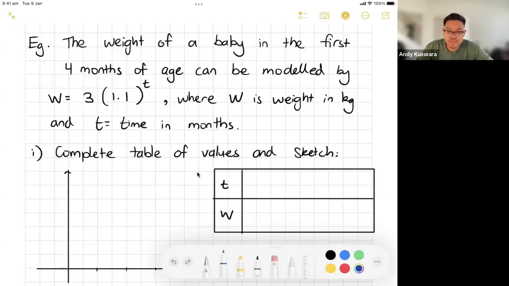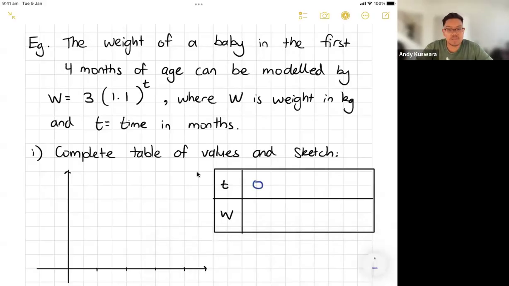Okay, now what we want to do is, if I'm talking about the weight of a baby and if I'm talking about time, what would be my logical first number? My logical first number would have to be 0. There's no point in doing negatives. And because we're talking about the first 4 months, I'm going to go 0, 1, 2, 3, 4. Those are the first 4 months.